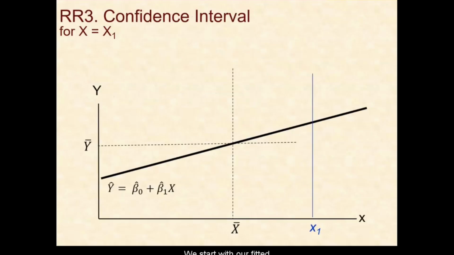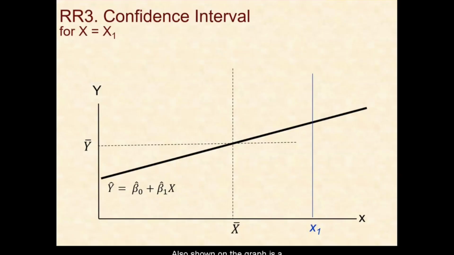We start with our fitted regression line illustrated for the simple linear regression situation with a single predictor x and a response variable y. The sample mean x bar is displayed. The point on the fitted line is x bar, y bar, since the fitted line always passes through this point. Our fitted line is y hat equals beta naught hat plus beta 1 hat times x.